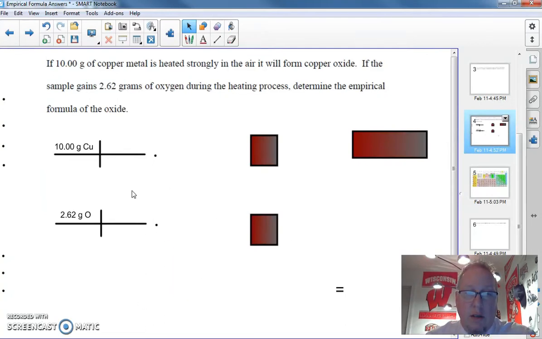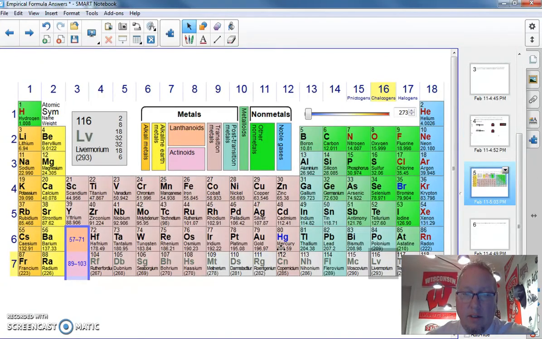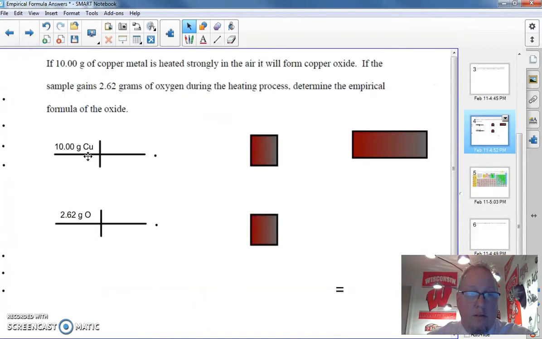To find the equivalent statements, because I'm going to convert grams to moles here, I will need the periodic table. Let's just look at both of these at the same time. Copper is 63.546 grams for each mole. Oxygen, 15.999 grams for each mole. Therefore, when I'm looking for the equivalent statements, I am going to find the number 63.546 grams of copper is equal to 1 mole of copper. 1 mole is going to go on the top. 63.546 will go on the bottom.